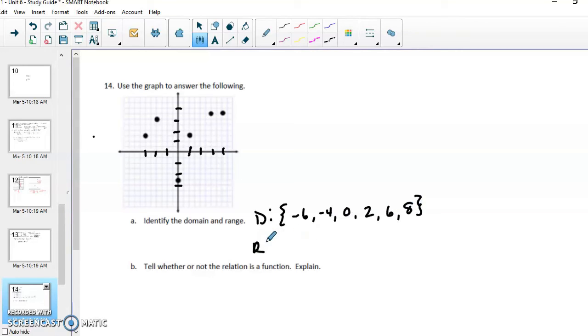We're going to do the same thing for the range. I'm going to go from the bottom to the top. So this is -5. We're at 3. We're at 6. And we're at 7.